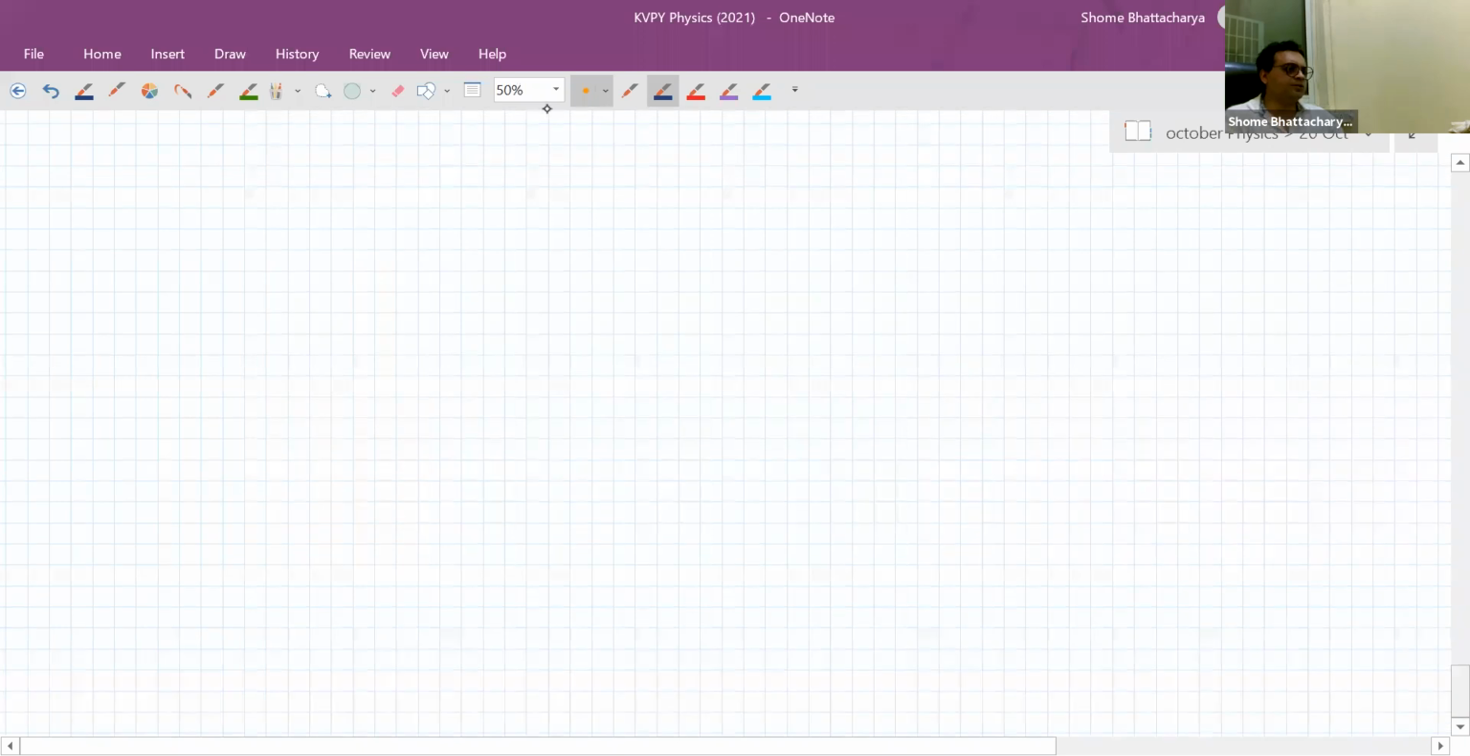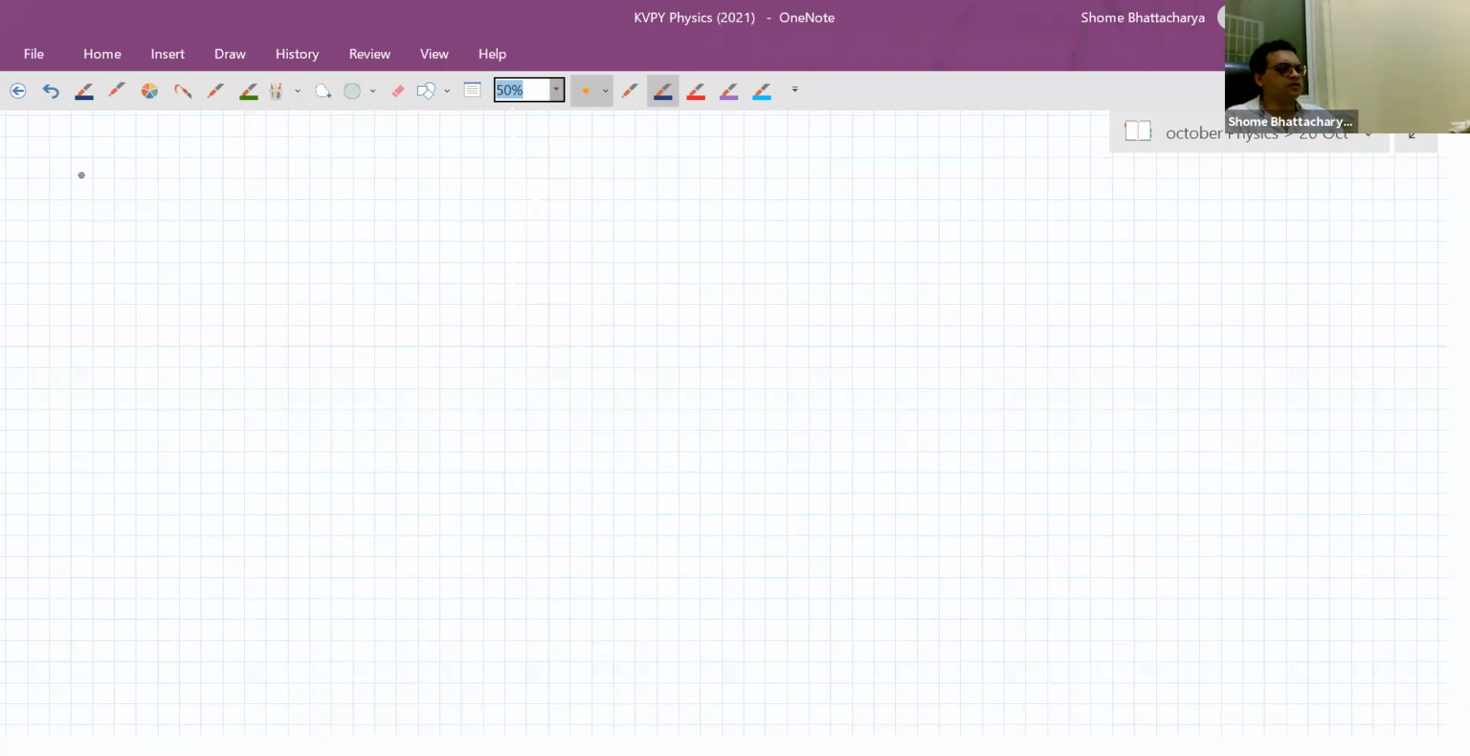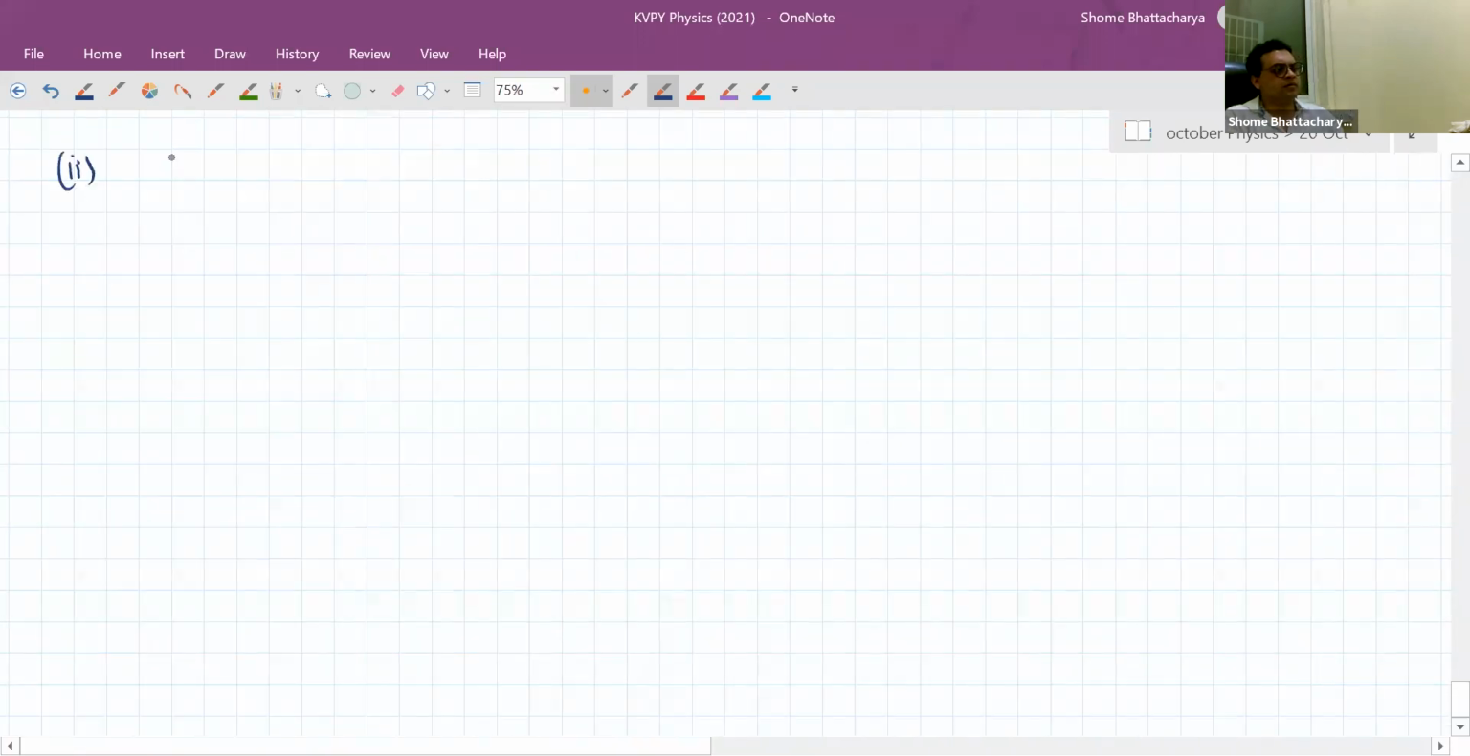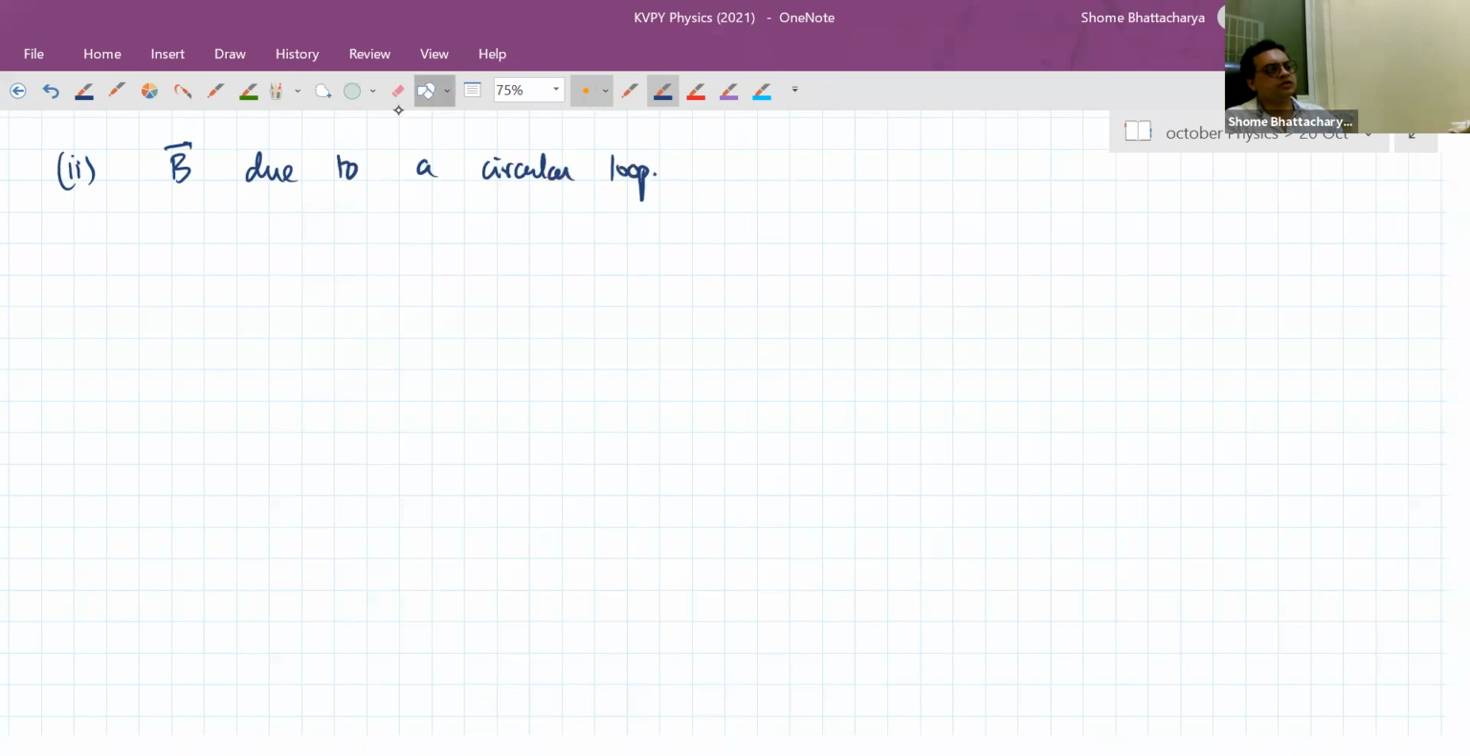Okay, now the second type of observation that we see is the magnetic field due to a circular loop of current. In this, we look at two things.